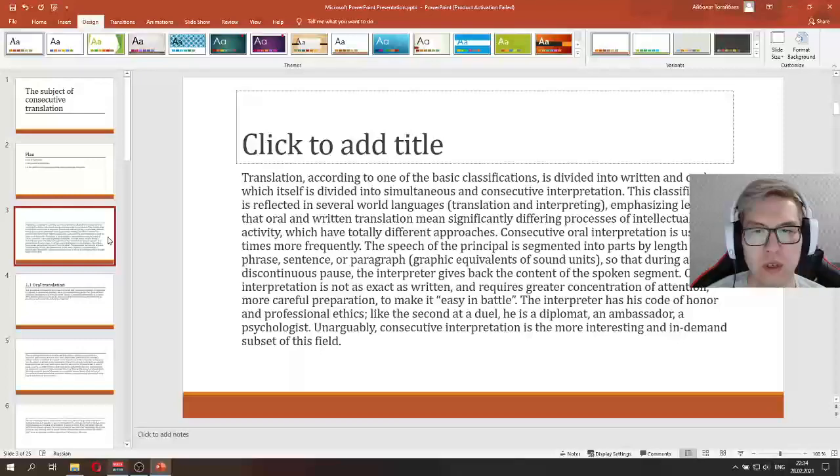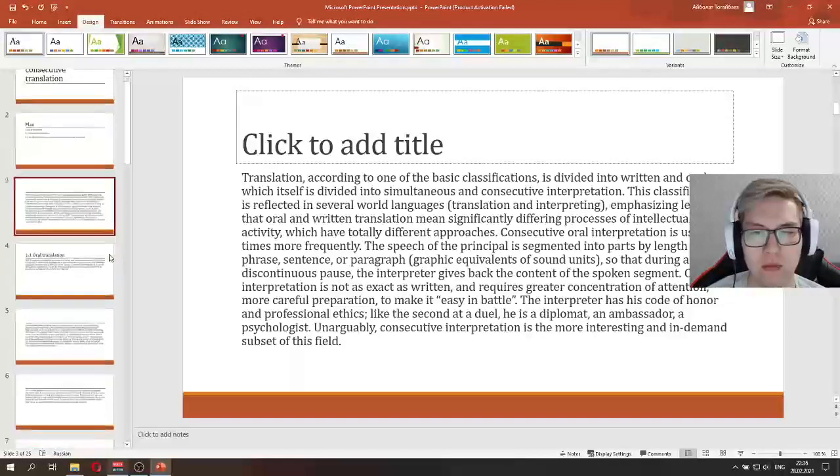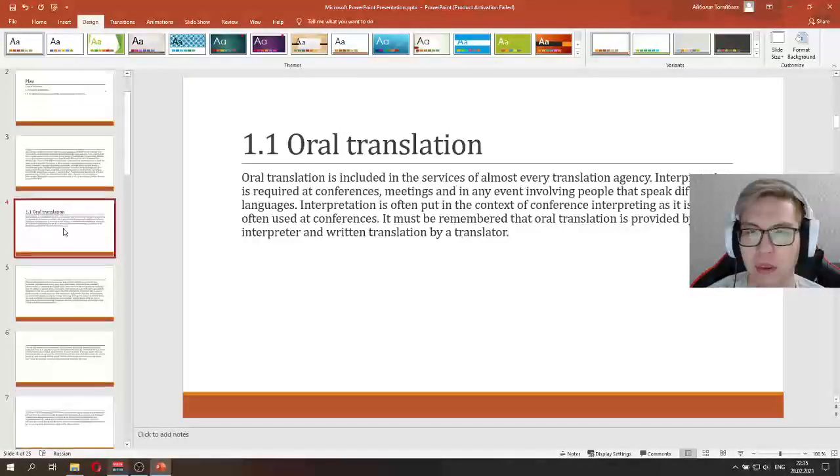Oral interpretation is not as exact as written and requires greater concentration of attention, more careful preparation. The interpreter has his code of honor and professional ethics. He is a diplomat, an ambassador, a psychologist. Unarguably, consecutive interpretation is the more interesting and in-demand subset of this field.